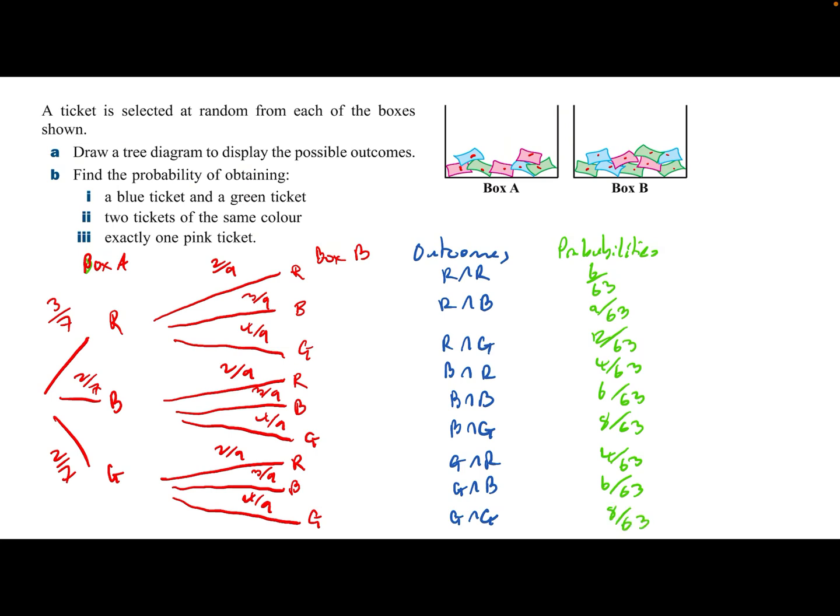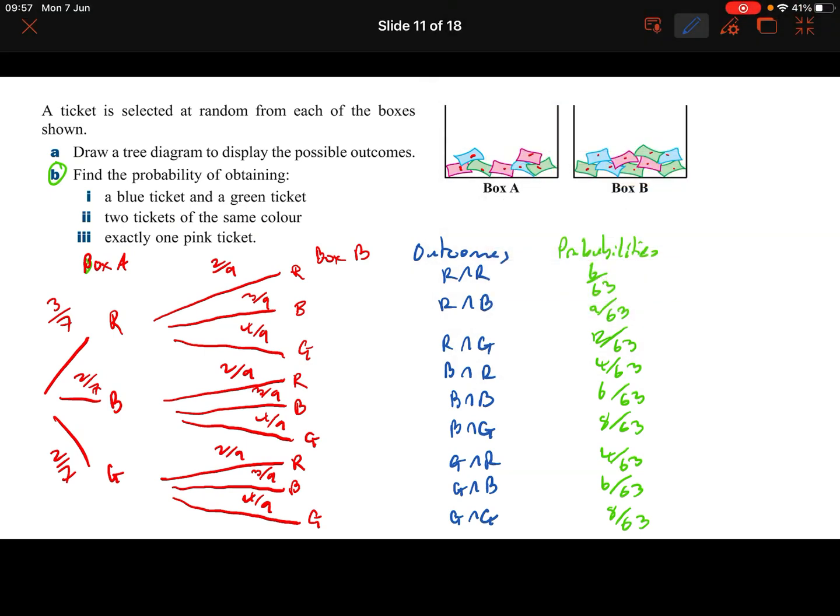Now I've done a non-lazy tree diagram, I can now do part B and actually answer the questions. So find the probability of obtaining a blue and a green ticket. So probability of blue and green in any order is, let's just use a different colour, blue and green in any order. So that would be blue and green or green and blue. So it's that or that, so add them together, it will be 14 over 63.